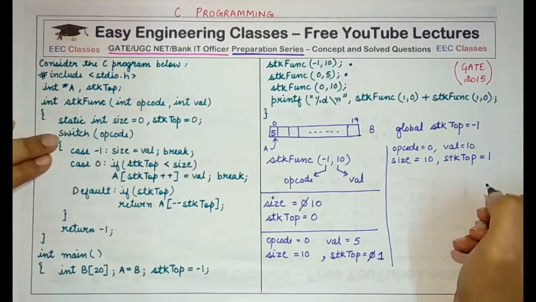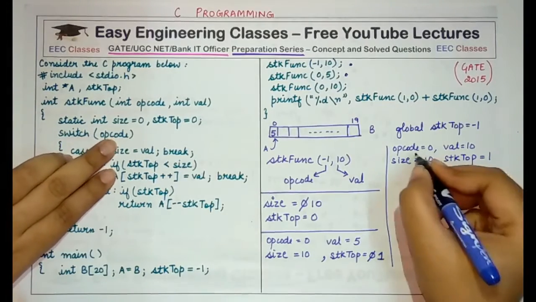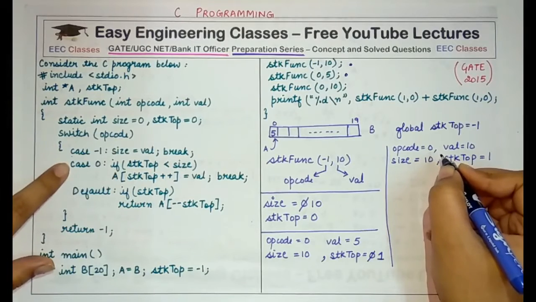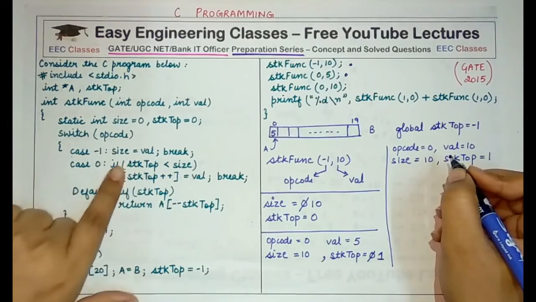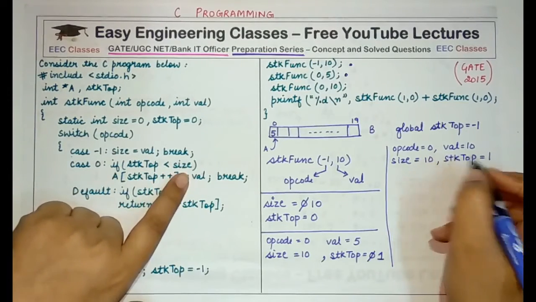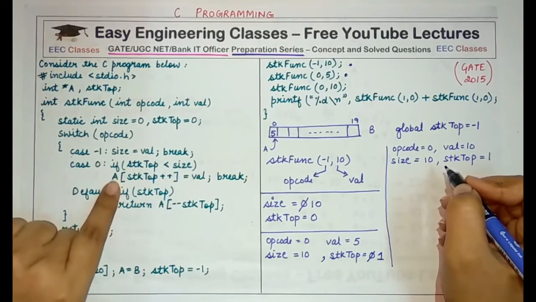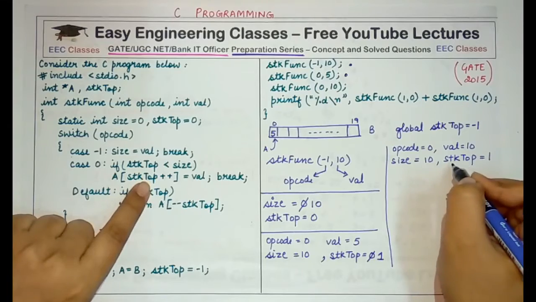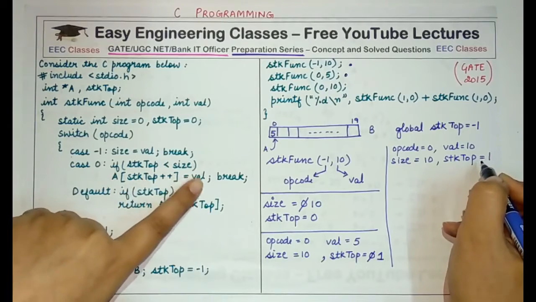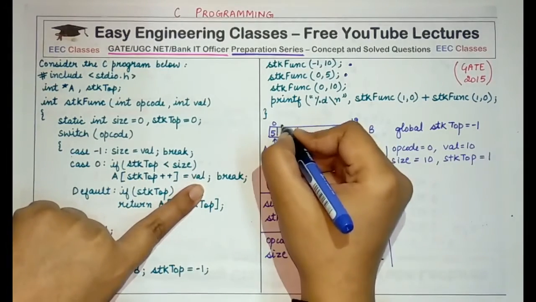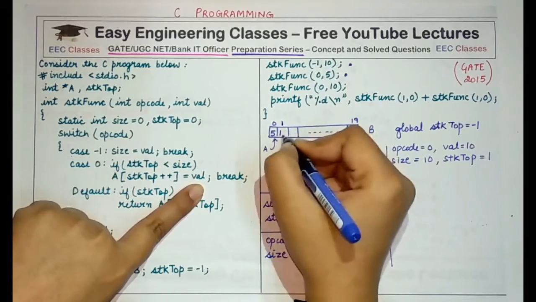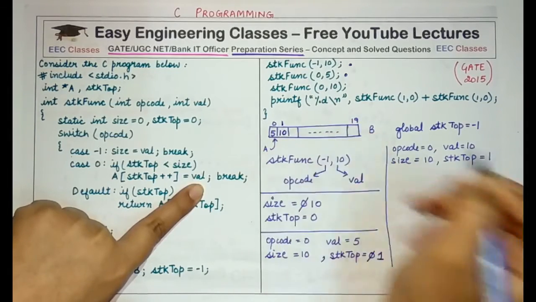We enter the switch statement, switch of opcode. Opcode is 0, so we again come to case 0. Stack top less than size? Yes, 1 is less than 10. Therefore, we assign to A of 1. That means A of stack top is assigned val. Val is 10. So the first position in the array A is assigned 10.